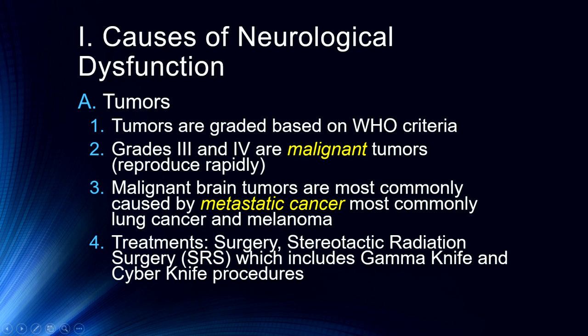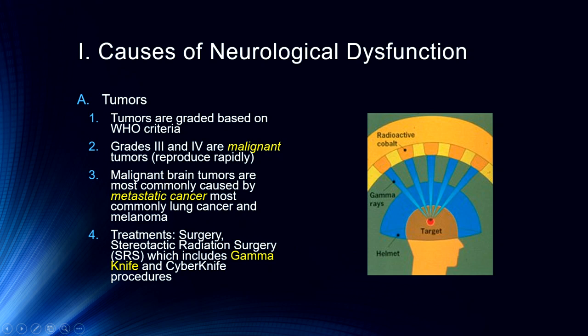The other options are stereotactic radiation surgery, which include both Gamma Knife and CyberKnife procedures. One of the things about brain tumors is we get a pretty good, clear picture of brain damage. It tends to be localized and tends to be fairly straightforward.